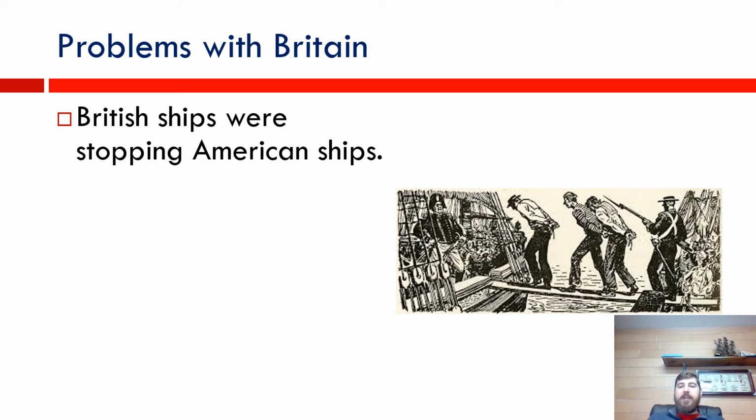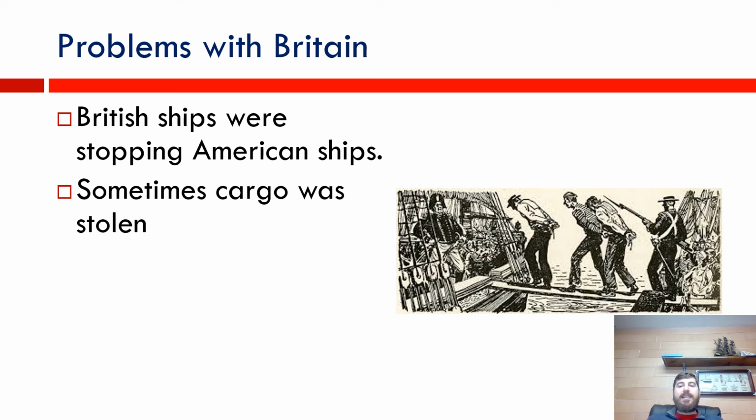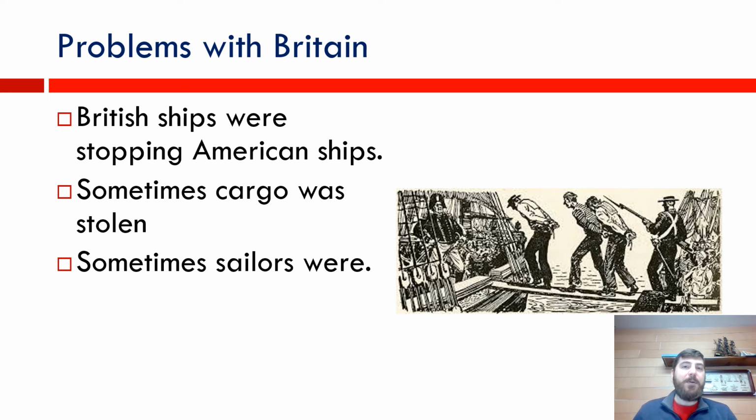Now, England is getting frustrated that they're not getting money. So what are they going to do about it? They start stopping American ships and stealing American cargo to pay for all the debts we owe them. And sometimes they stole sailors too. Guys, back then, the British Navy was really terrible towards its people. They beat them, they paid them very little, it was incredibly hard work, and lots of people ran away from the Navy. So the only way to get sailors was by kidnapping them.